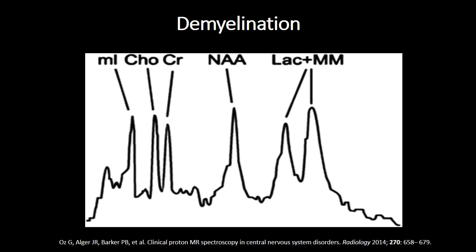Active demyelination or myelin breakdown causes release of membrane phospholipids. This causes elevation of lipid lactate peak as well as choline. Remember, NAA is reduced in demyelination and myoinositol is increased. Myoinositol is a marker of glial function and indicates astrogliosis or gliosis.